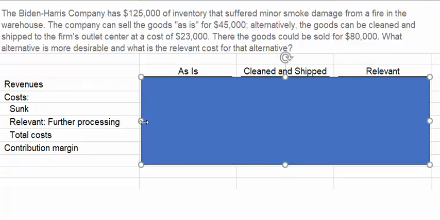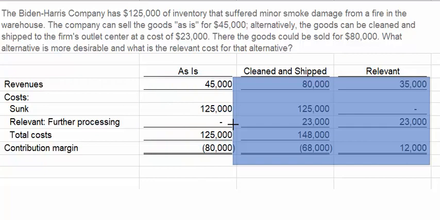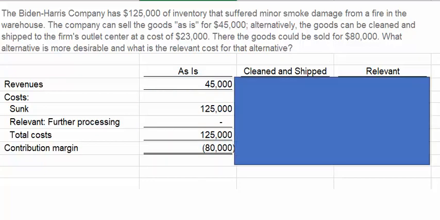Okay, so if we look at the as-is option, what do we know? We know we can sell it for 45,000. The value of the inventory is 125,000. That's a sunk cost. There's nothing we can do about it. It's already been incurred. So with that option, it looks like we'll record a book loss at this point of $80,000, right? And this is not cash flow.